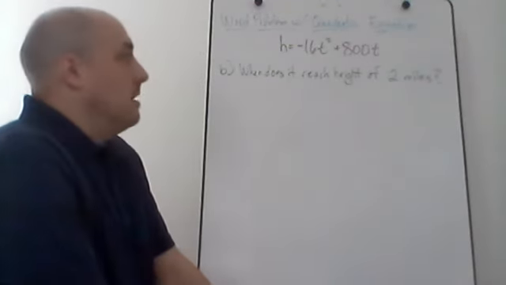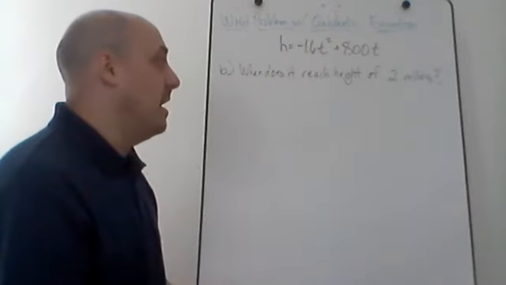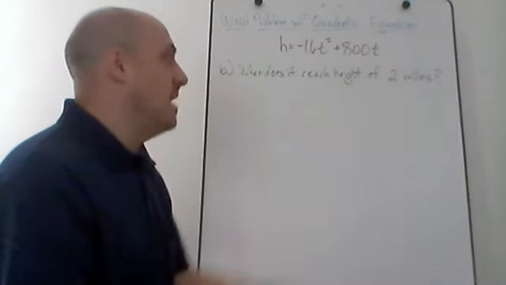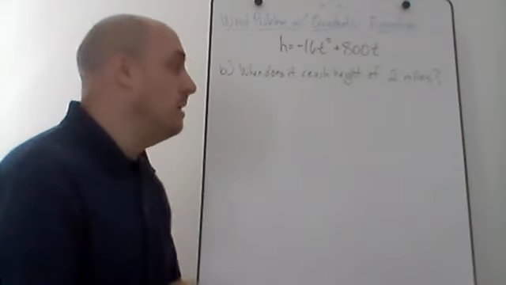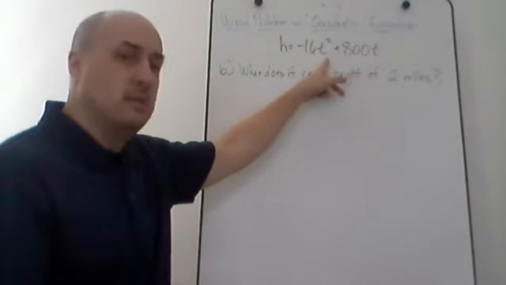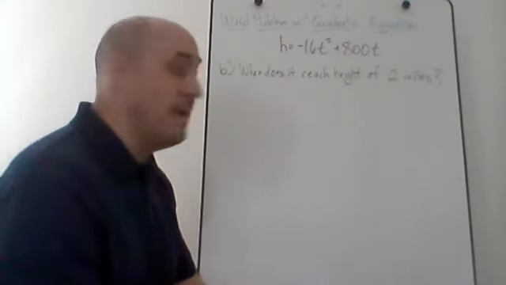All right, so once again, paying attention to what your variables represent, right? H is the height, t is the time. I'm not going to plug the 2 miles in for time, right? 2 miles is not a unit of time. That doesn't make any sense at all. Don't plug in 2 miles for t. It just doesn't make sense, right? 2 miles is my height, so I need to plug that number in for h.